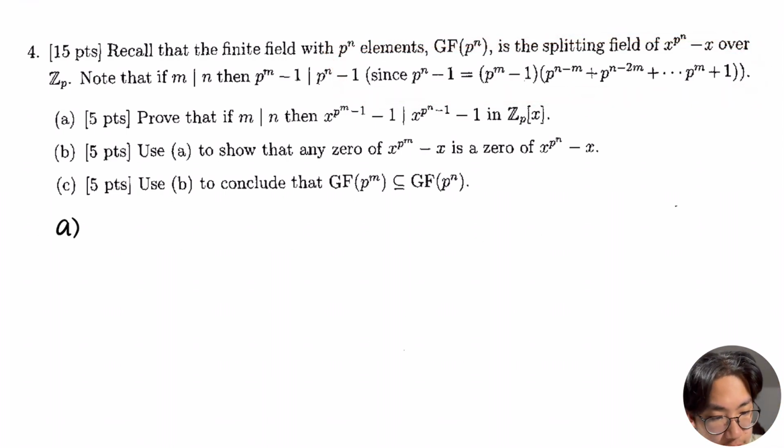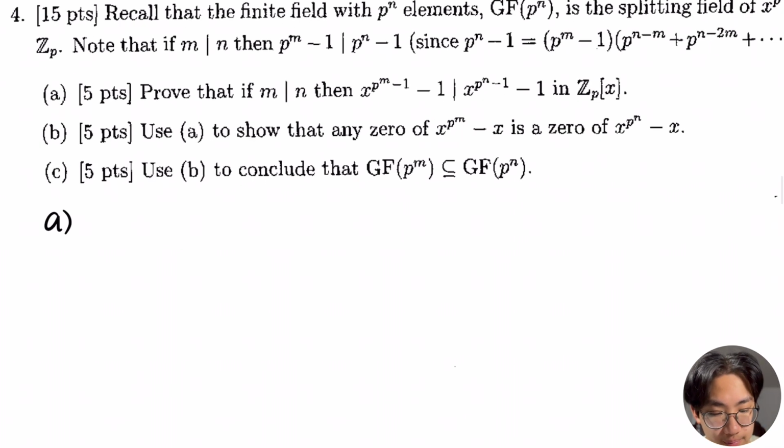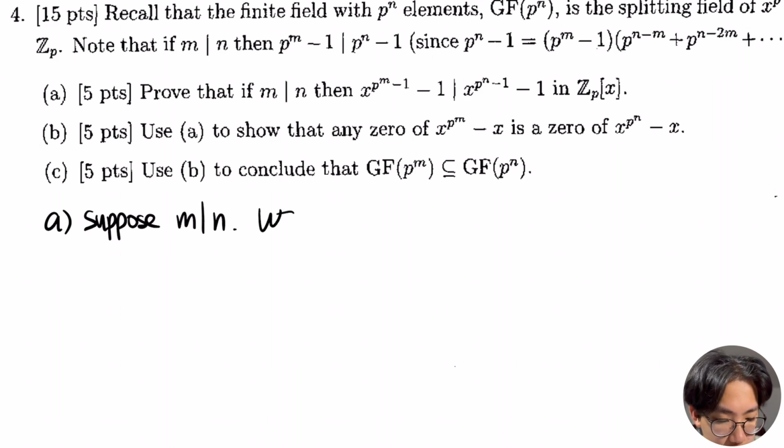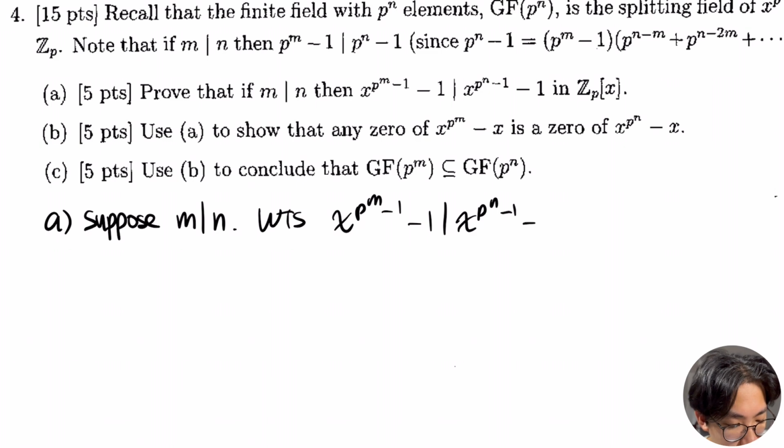Right, so in part A, we want to show that if m divides n, then we have that x to the p to the m minus 1 divides x to the p to the n minus 1 in the ring of polynomials with coefficients in Zp. So first, let's assume the if part. Right, so suppose m divides n, and we want to show that x to the p to the m minus 1 divides x to the p to the n minus 1.